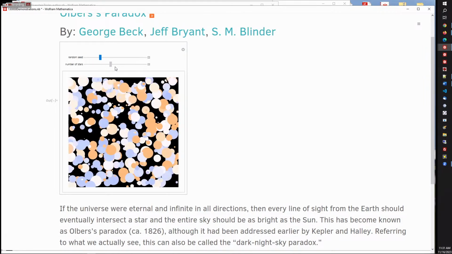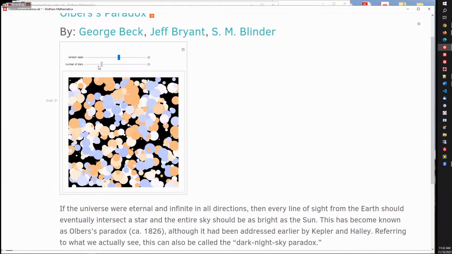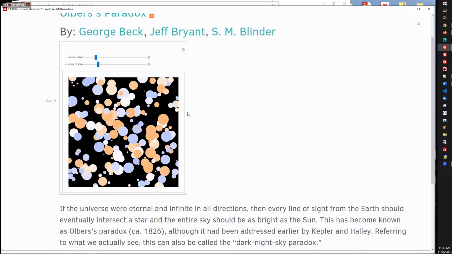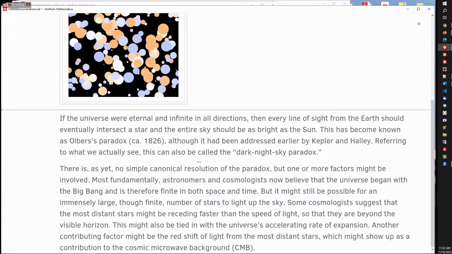If we increase the stars, we sort of should see this. It's thought that the expansion of the universe is the reason why it's dark. If the universe was contracting, it would be bright, but even that's not known. There's still not a resolution for this paradox.